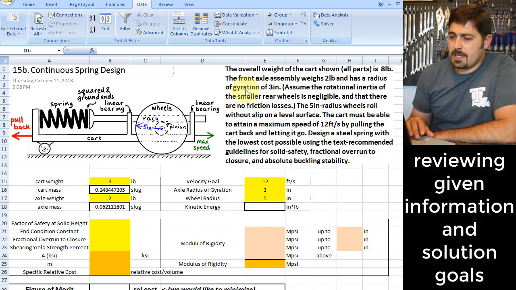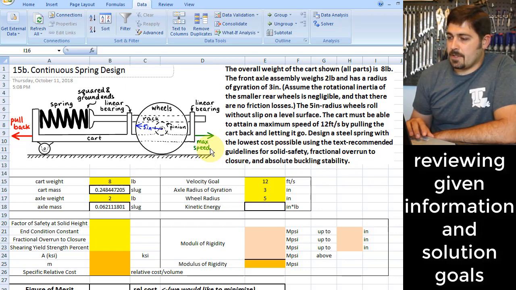So the first thing you see here is that we have a cart that is being driven by a spring, by basically the spring pushing on this rack, which meshes with the pinion. That will make the wheels turn, and so you should be able to pull it back, which will wind up the spring, and then let it go, and then that'll push it forward and it'll attain some maximum speed.